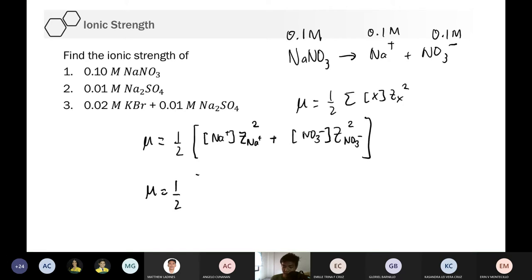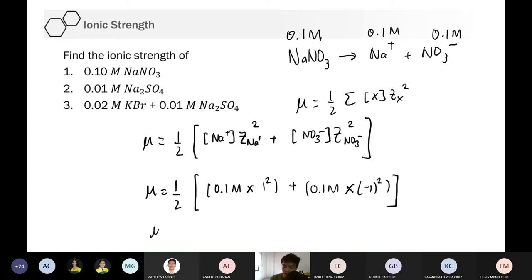Solving for mu, we have 1/2. What's the molarity of sodium ion? That's given as 0.1 times what is the charge of sodium? Positive 1. So that will be 1 squared. Plus nitrate ion. The concentration according to stoichiometry is 0.1. Times what is the charge of the nitrate ion? Negative 1. If you take the square of negative 1, you will get positive 1 lang din.